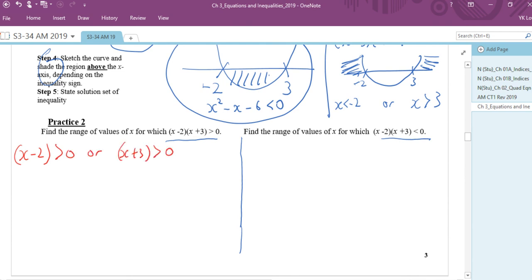Once you have these, GG. No need to talk already. Why? If I have 2 brackets more than 0, must it be both more than 0? No need. I can have -5 times -6 is still positive 30. I can have a case where both are negative. That is why this is always wrong. You understand?